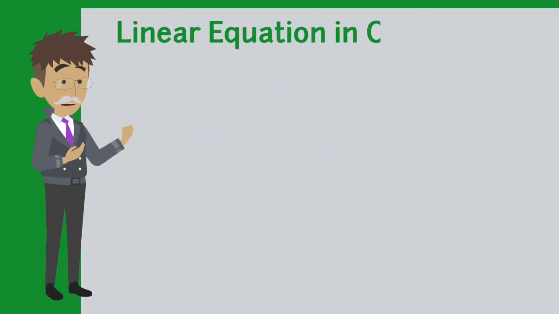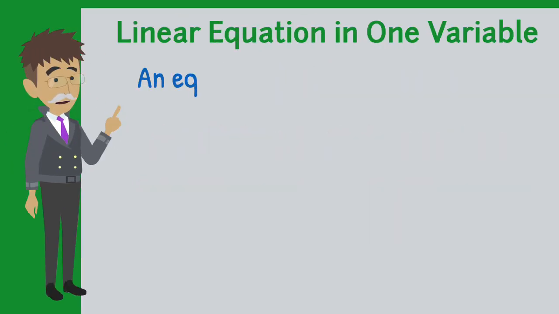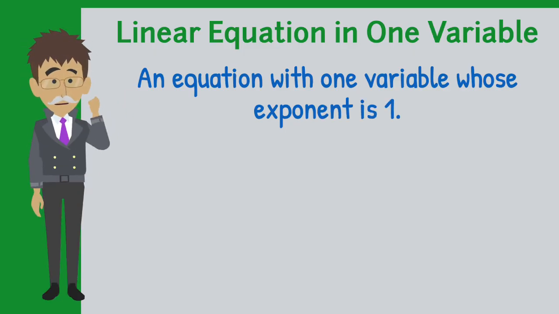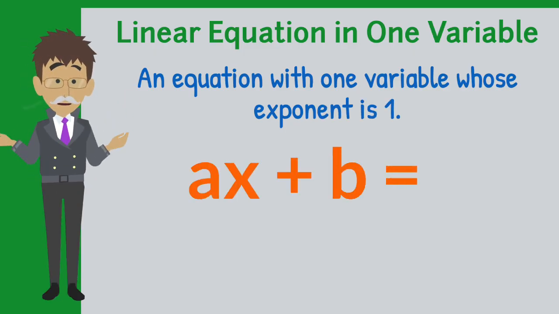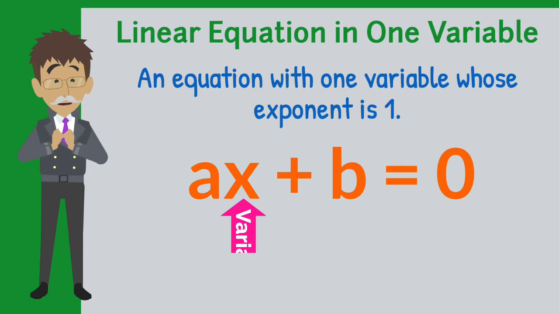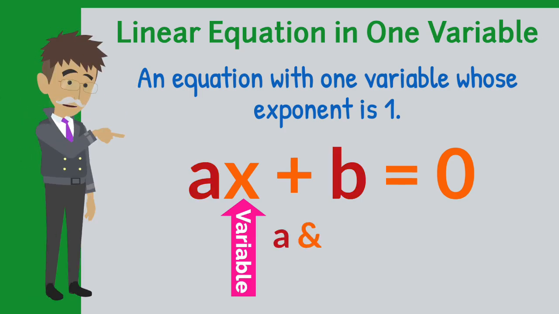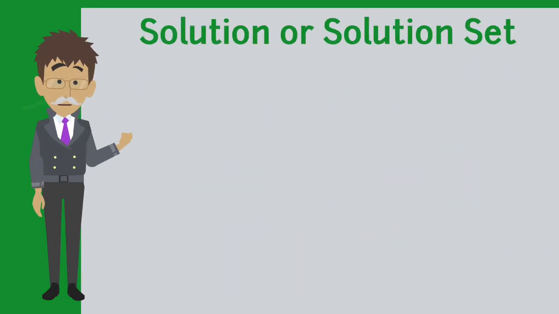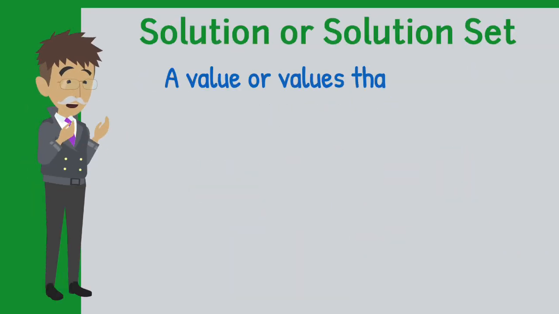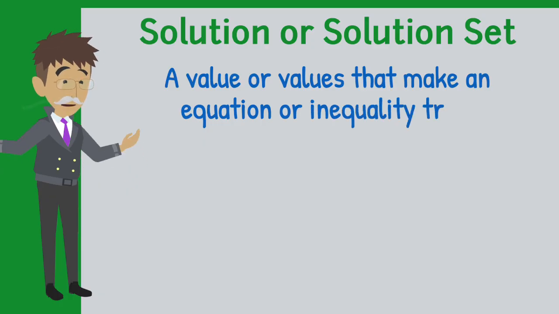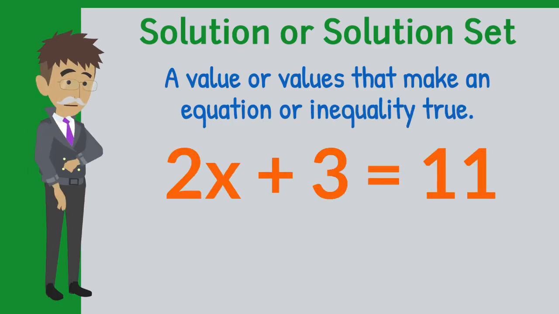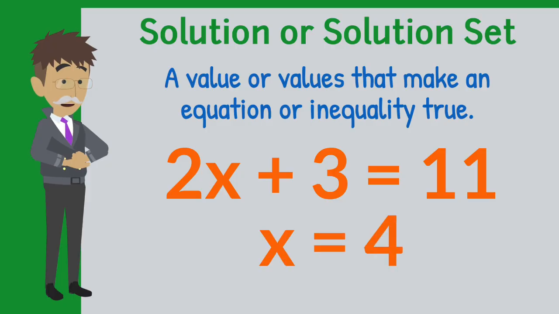Linear equation in one variable. An equation with one variable whose exponent is 1. They can be written in the form ax plus b equals 0, where x is the variable and a and b are numbers with a not equal to 0. Solution or solution set. A value or values that make an equation or inequality true. For example, the equation 2x plus 3 equals 11 has a solution of x equals 4.